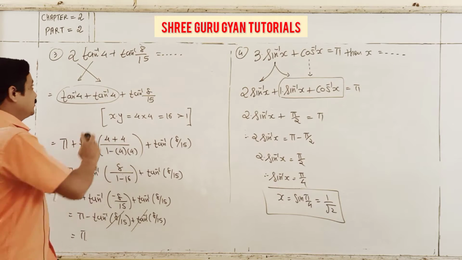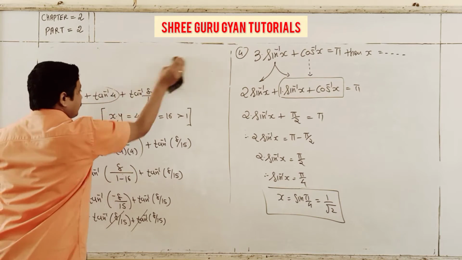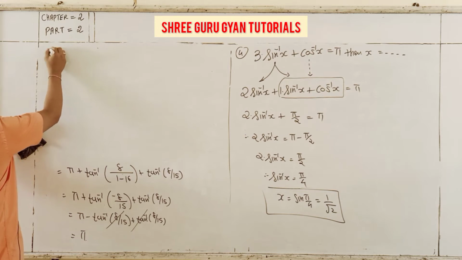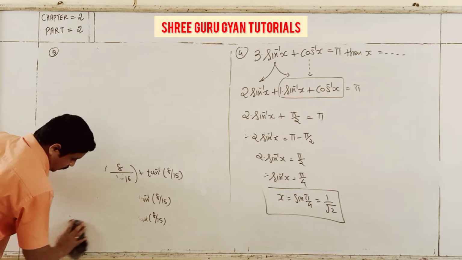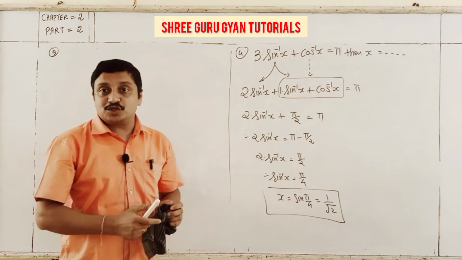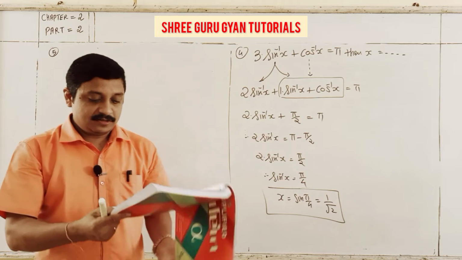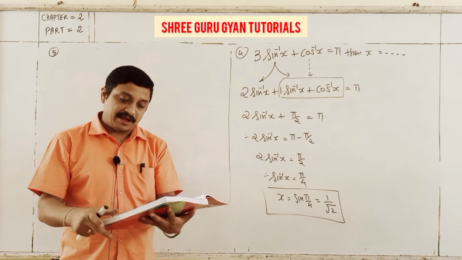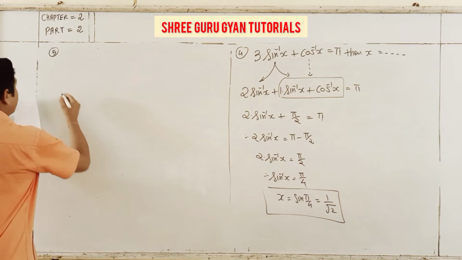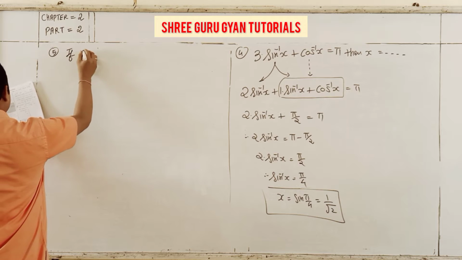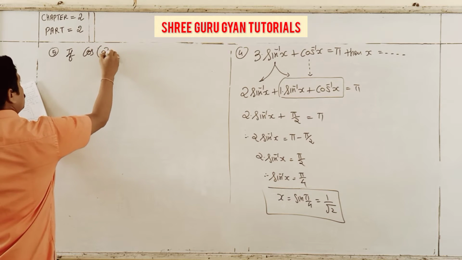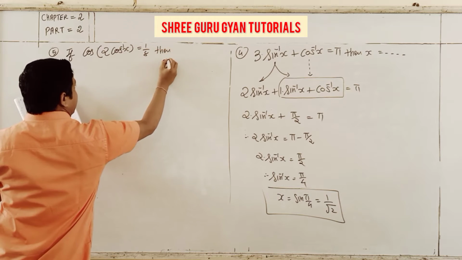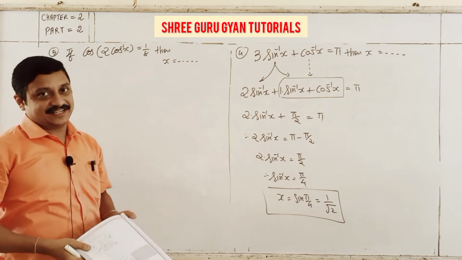Now going to the fifth one. Fifth is also easy. Students, this question is also important for the GUJCET level. GUJCET asks the parts one by one. Next, one more. Fifth: if cos of 2 times cos inverse x is 1 by 8, then x becomes dash dash dash dash dash dash.